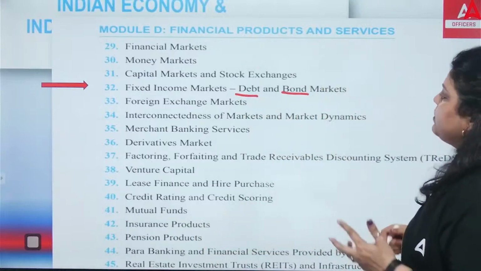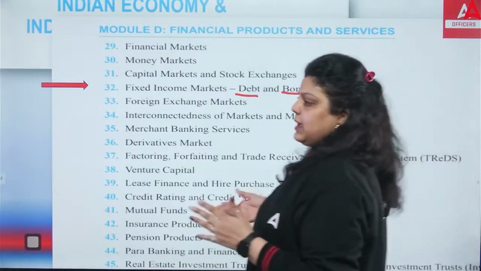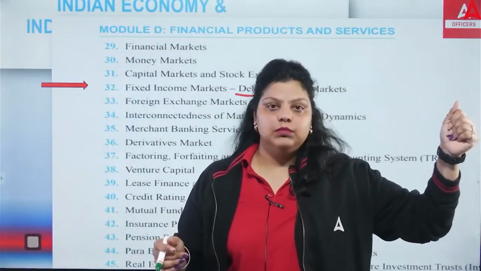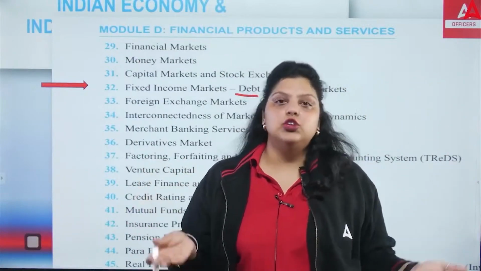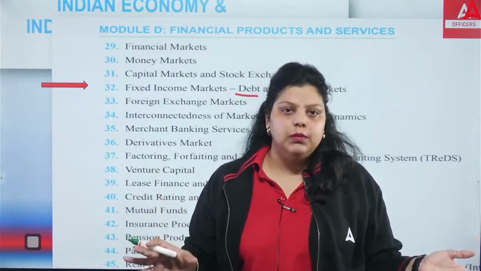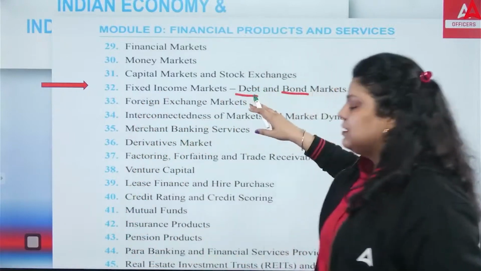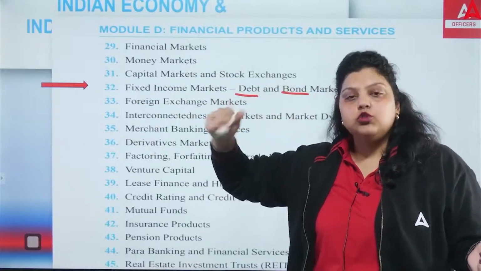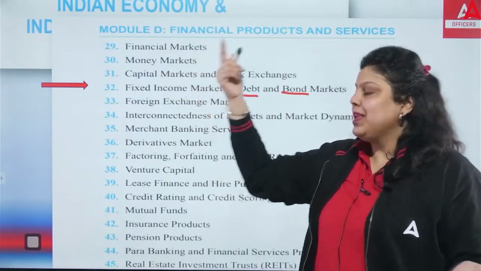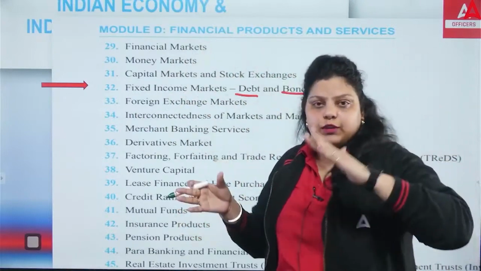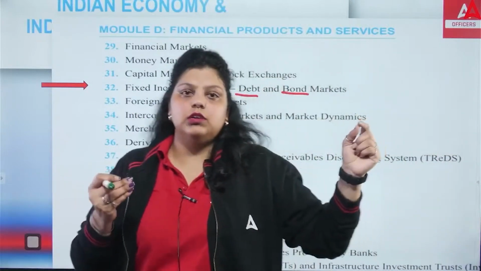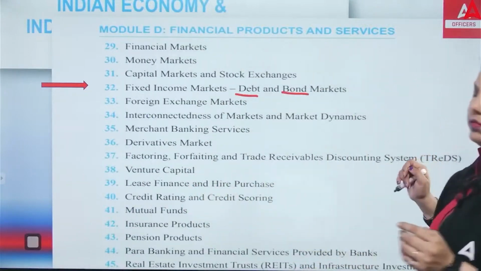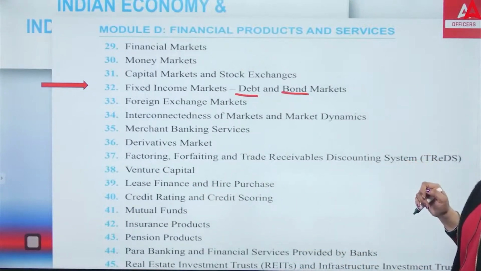If you remember, we have discussed in the capital market that the capital market includes both: first the equity market, second the debt market. Equity market is a share market, and the debt market is the market in which the company raises money from the market by issuing bonds or debentures. On that, after a fixed period of time, a fixed rate of interest will be paid by the company. That's what your fixed income market is.